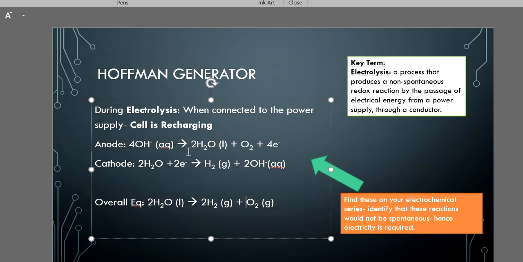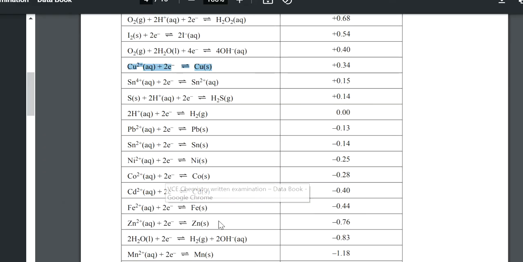However, what we can do is actually go back and have a look at this on the series and look at the 2 half reactions that would actually be occurring. Now, in this case, I'm using a hydroxide solution here, an alkaline solution, and so my half reactions chosen need to correspond to that. Okay. And let's have a look. So we can have a look at these half reactions.